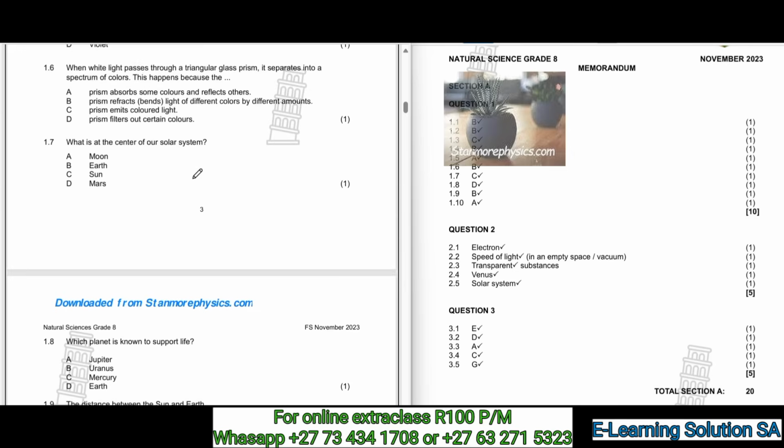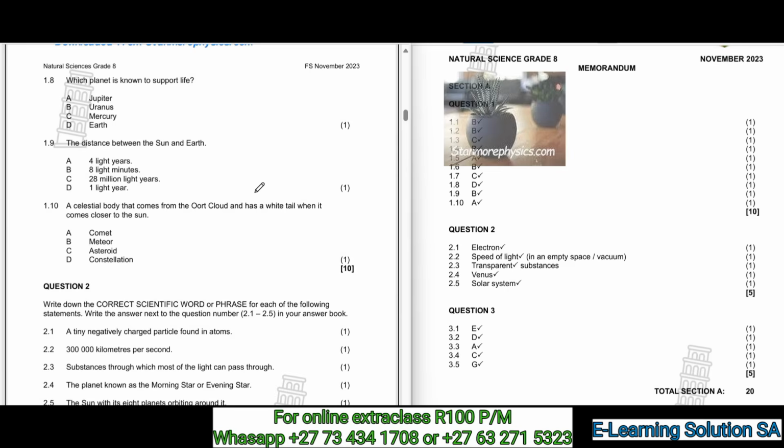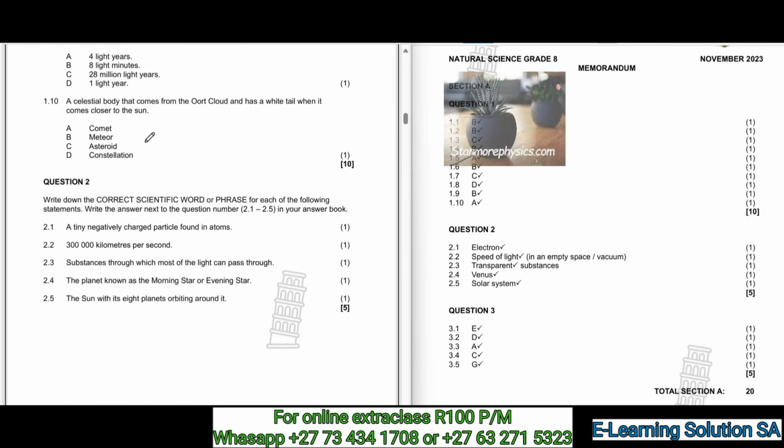1.7, what is at the center of our solar system? The answer is C, which is the sun. The sun is in the center of our solar system. 1.8, which planet is known to support life? So obvious, guys. The planet we all live on is D, so it's Earth. Earth supports life. That's an obvious case.